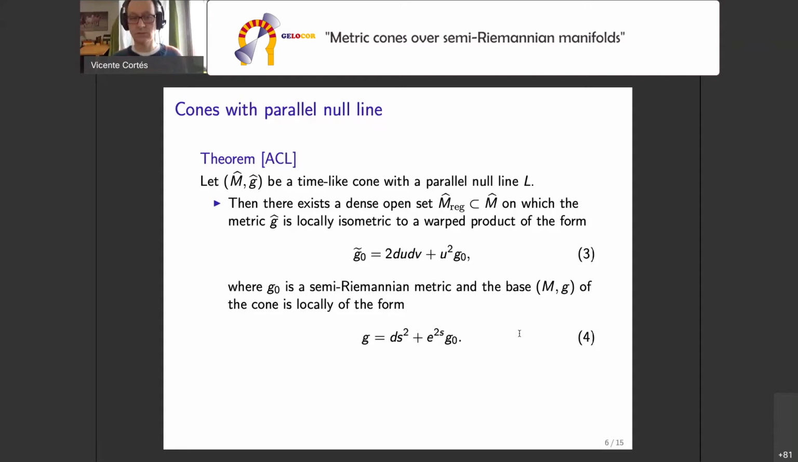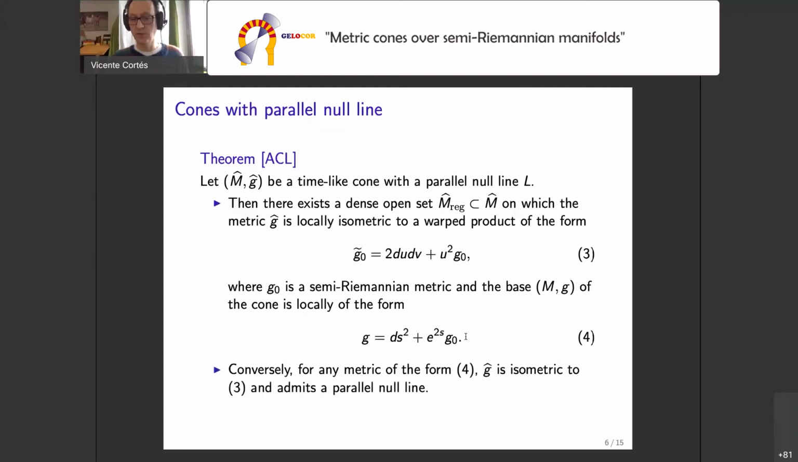So this is some local classification of such cones with parallel null lines. They are all of this form. And conversely, if you start with an arbitrary metric g0 and consider the warped product g, then the cone over this warped product will be isometric to this metric g0 tilde, and will admit a parallel null line. So it's if and only if. So we have a complete local classification of such time-like cones with parallel null line.